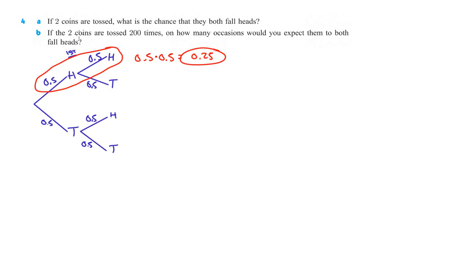Okay. If the 2 coins are tossed 200 times, on how many occasions would you expect them both to fall heads? So we know that it's supposed to both fall heads 25% of the time. So we're simply going to take 0.25 and multiply that by the 200 times that you're going to toss the coin, and that is going to end up giving us 50 times. 50 times out of the 200, we should expect them to both be heads.